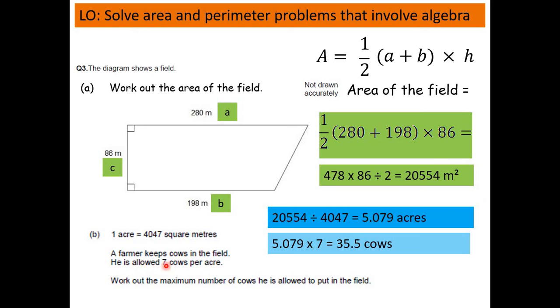Then we're allowed 7 cows per acre, so we've got 5.079, which is our acres, multiplied by 7. How many cows we can have in this field gives us 35.5 cows. Now obviously we can't have 0.5 of a cow, so we are left with just 35 cows, because I'm pretty sure a farmer doesn't want half a cow in his field.